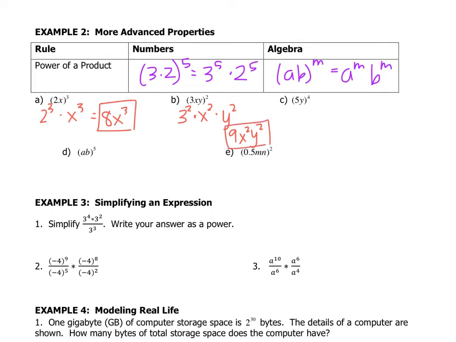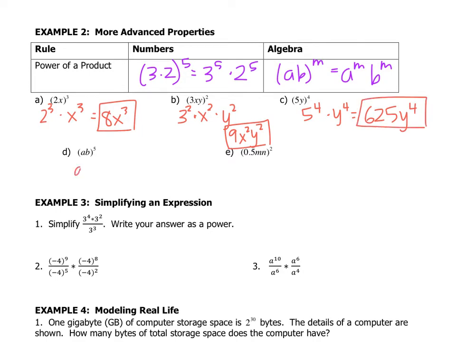5y to the 4th is going to be 5 to the 4th times y to the 4th. So, calculators powered up, 5 to the 4th is 625. So that's 625y to the 4th.